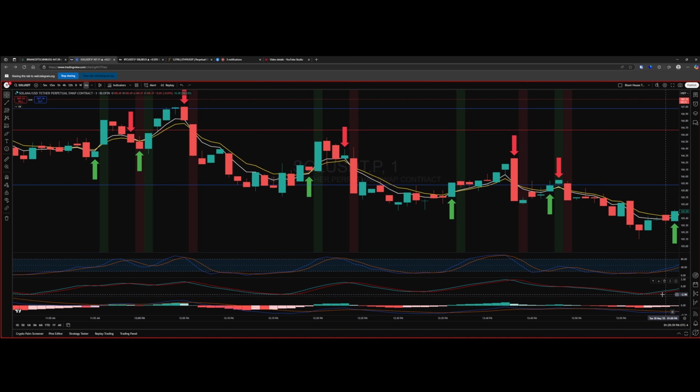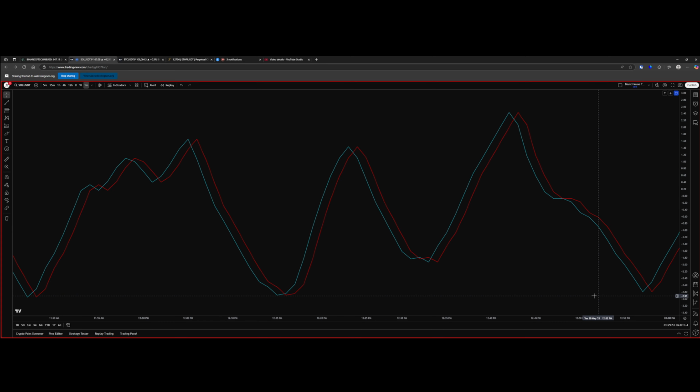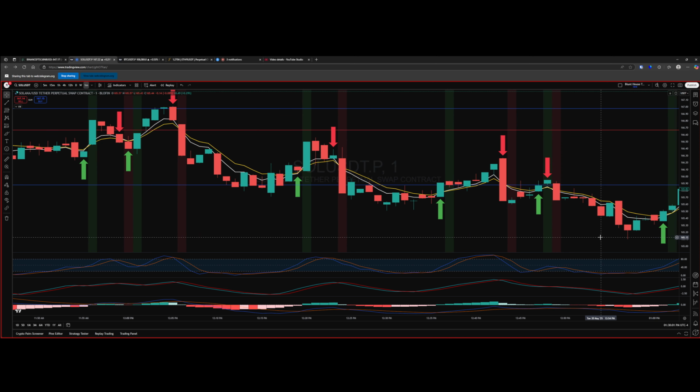Same with the Fisher, right? What do we know about the Fisher? It doesn't give us a lot of signals. The ones it gives us, though, are typically meaningful. And it shows us down here that it wants to move higher, at the same time that the stochastic RSI is showing me something.